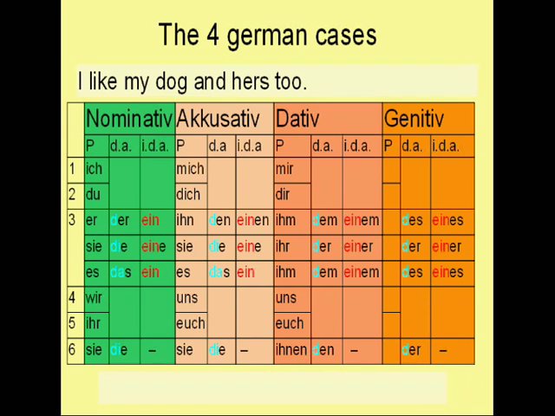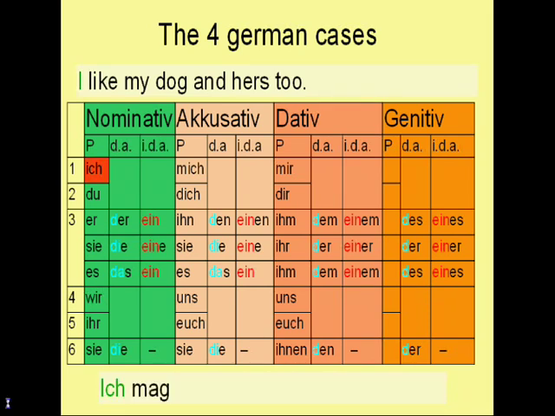Here's another one. I like my dog and hers too. Which one is the subject of the sentence? I. So I is the personal pronoun in the nominative case and is translated with ich. The sentence starts with ich mag. Now my dog and hers are the object of the sentence, and now we need to know if they are the indirect object or the direct object. In German, after the verb like, which means mögen, always follows the direct object, which means the accusative object. So my dog and hers are in the accusative case.